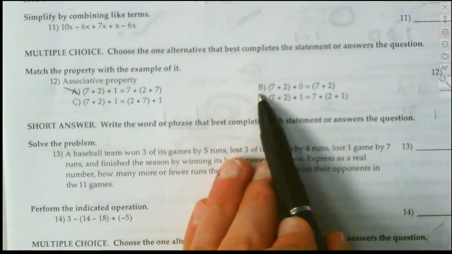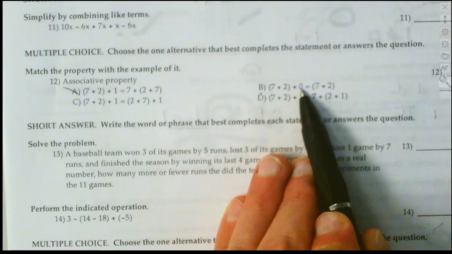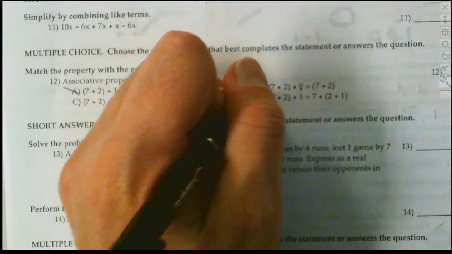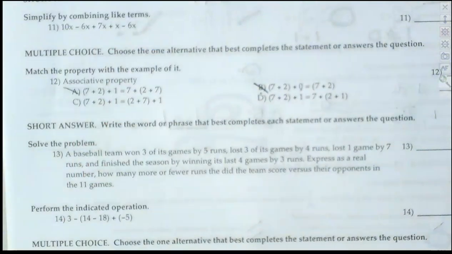Okay, what about B? Why does B not work? I didn't change the groupings. I added 0. This is identity. Adding 0 doesn't change it, so that doesn't work.